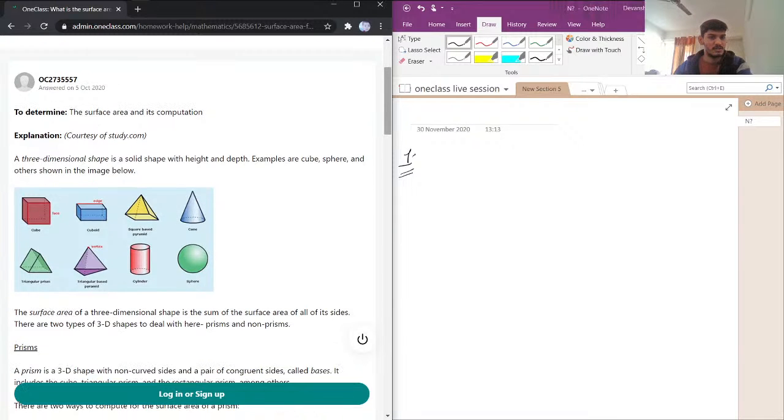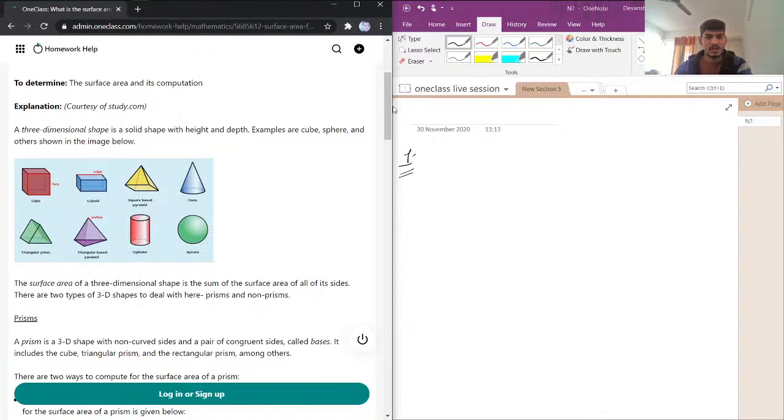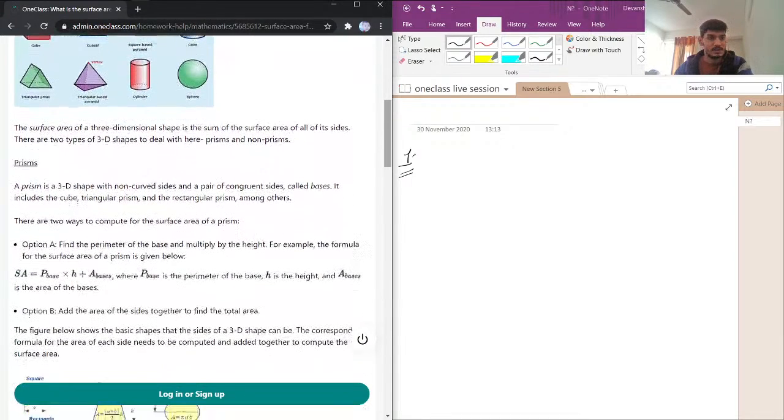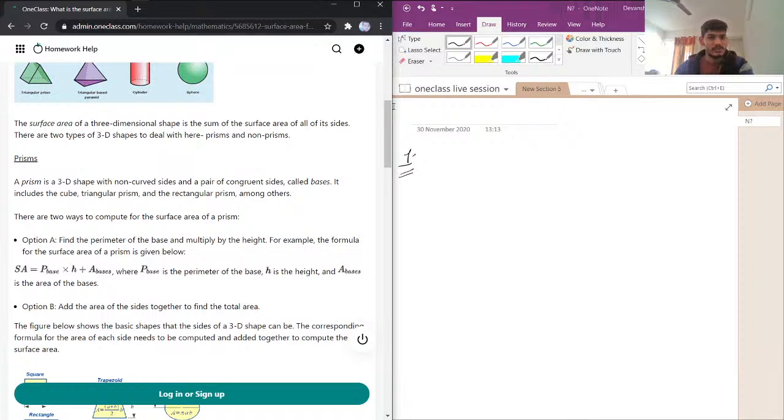A three-dimensional shape is a solid shape with height and depth. Examples are cube, sphere, and others shown in the image below. So we have a cube, then cuboid, then square base pyramid, cone, then triangular prism, then triangular base pyramid, then cylinder, and a sphere. Now, the surface area of a three-dimensional shape is the sum of the surface area of all of its sides. There are two types of 3D shapes to deal with here, prisms and non-prisms.